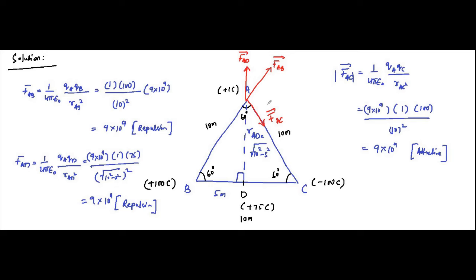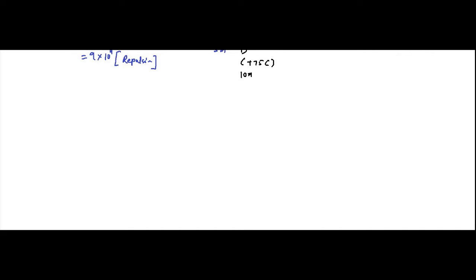Now we have got FAD, FAB and FAC. Now we have to resolve them into their horizontal and vertical components to solve it. So for that, what we'll do, we draw separately. We have these two axes, let's say, X and Y axis.